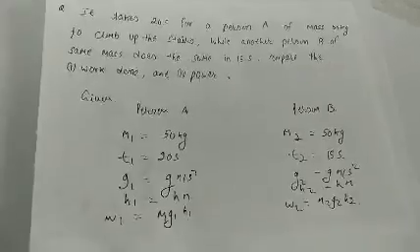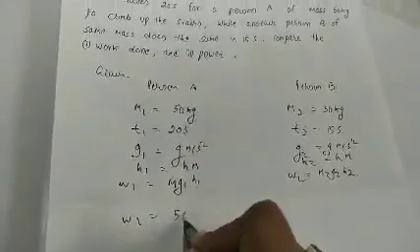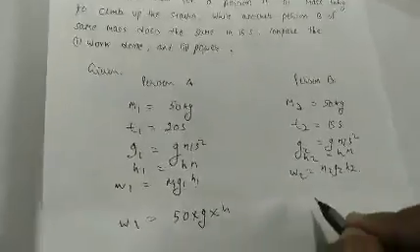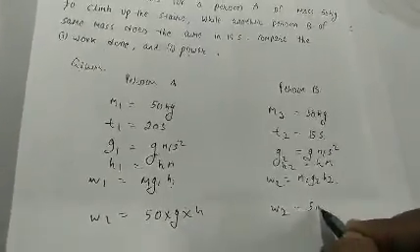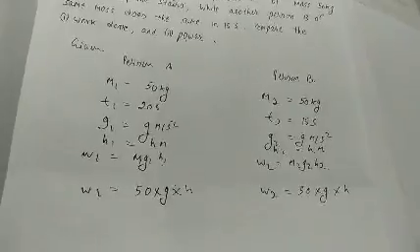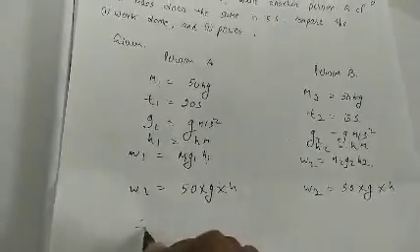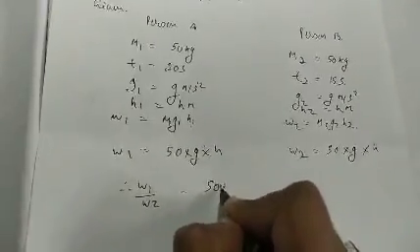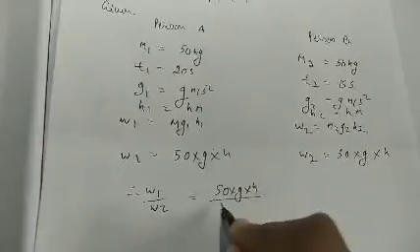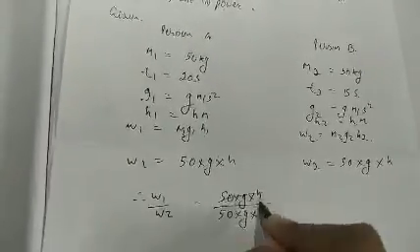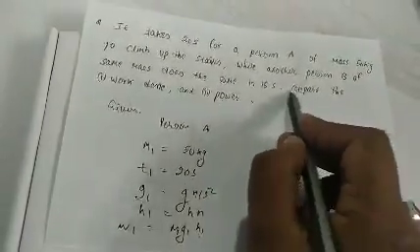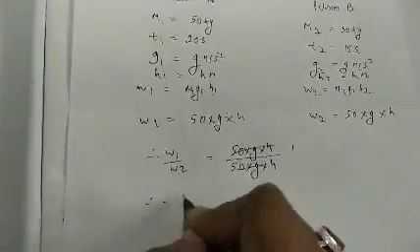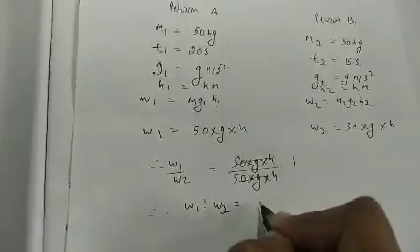Now w1 equals m1 which is 50, into g1 which is g, h1 which is h. W2 is 50 into g into h, because same acceleration due to gravity, same height and same mass. Therefore w1 by w2 equals 50 into g into h by 50 into g into h. Both of them cancel. Since the question is saying compare, we will find the answer in ratio. When the question says compare, find the answer in ratio. Therefore w1 is to w2 equals 1 is to 1.